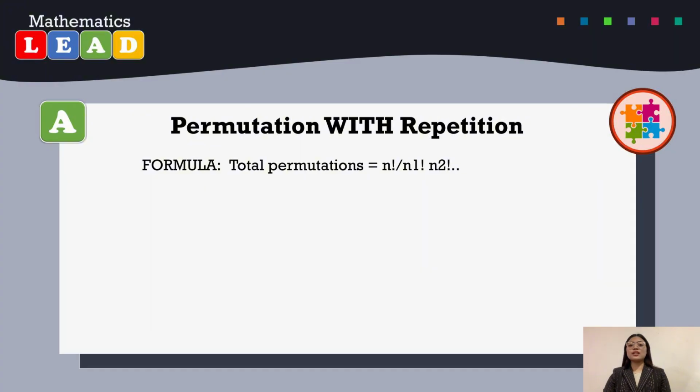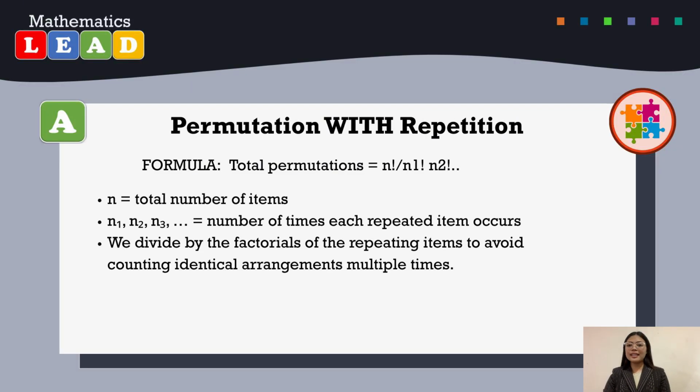Total permutations is equal to N factorial over n sub 1 factorial, n sub 2 factorial, and so on. What do all these symbols mean? N is equal to the total number of items, n sub 1, n sub 2 is equal to the number of times each repeated item occurs. We divide by the factorials of the repeating items to avoid counting identical arrangements multiple times.